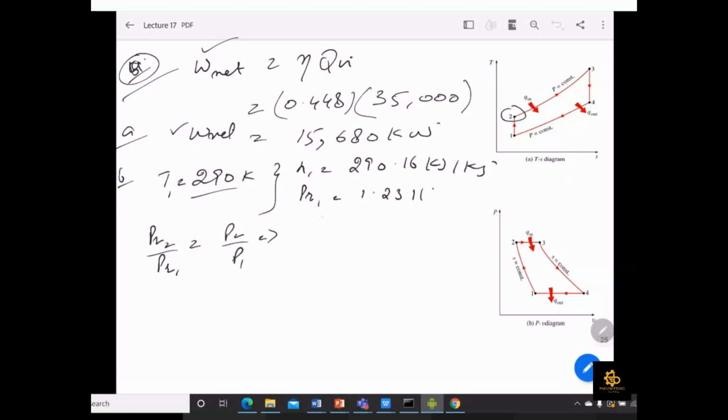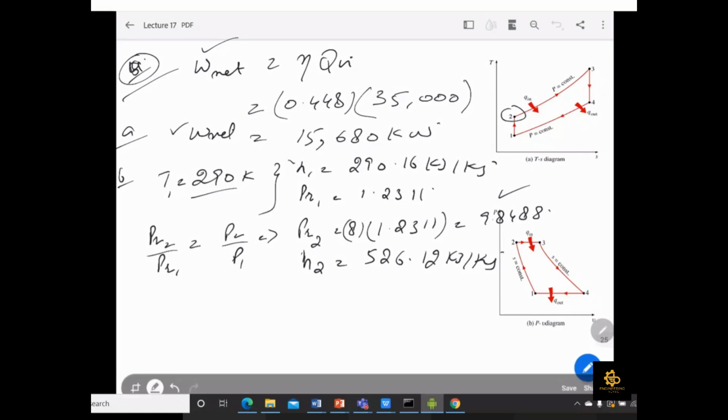From here we can say that PR2 is equal to 8, which is the pressure ratio, times 1.2311, and that turns out to be 9.8488. From this value we go to table A17, and again you have to apply interpolation, and you can find the value of H2, which is equal to 526.12 kilojoule per kg.